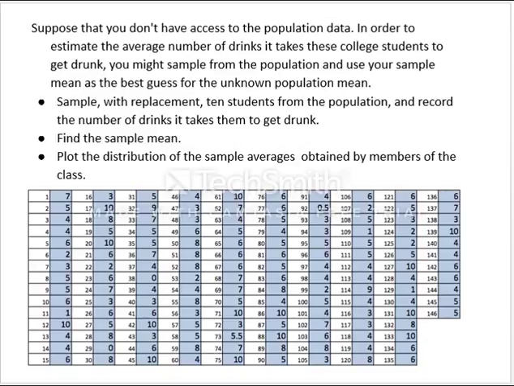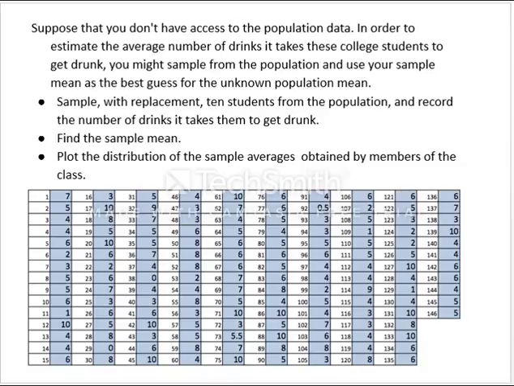Okay, let's say we don't have access to the population, so we can't survey every single college student of our population and ask them how many drinks does it take you to get drunk. So we only have sample data, which is the case almost all the time. Rarely do we have access to a population. So in order to really get a sense of the average number of drinks it takes college students to get drunk, we might sample from the population and use our sample mean as a best guess for that population mean that we want to know something about but is inherently unknowable.